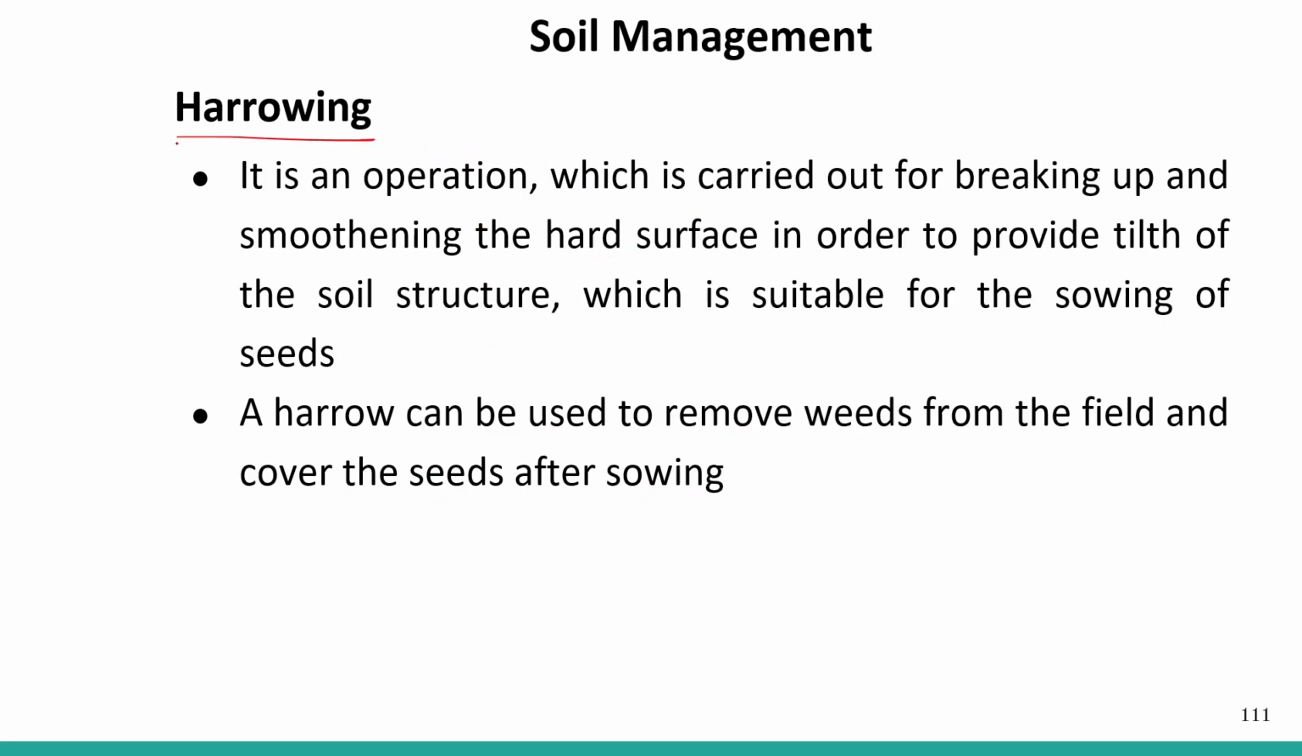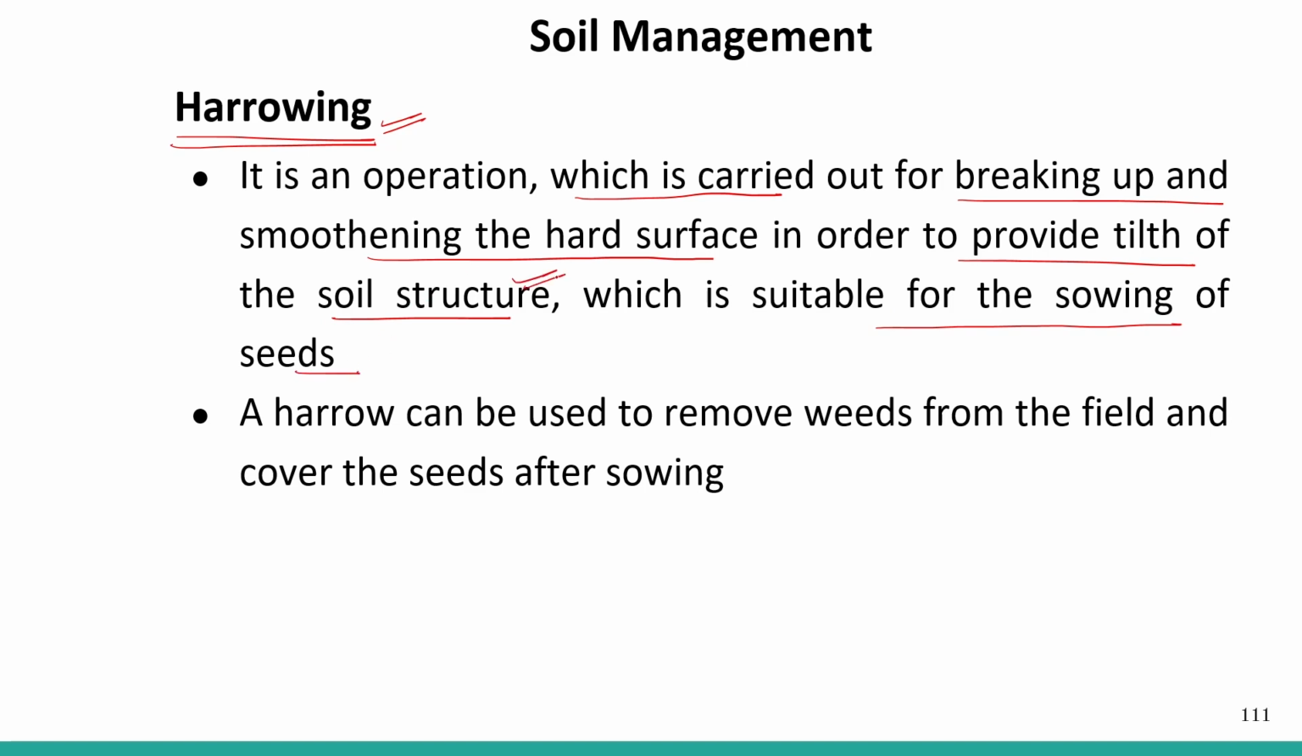So there are some other practices also. Harrowing. It is an operation which is carried out for the breaking up and smoothing of the land surface in order to provide tilth of the soil structure, which is suitable for sowing of seeds. So the tilth of the soil structure is sometimes very hard, right? So that is broken up and made smooth.